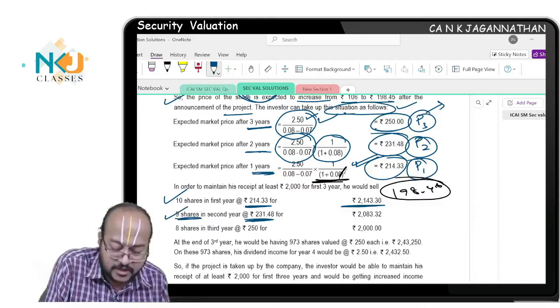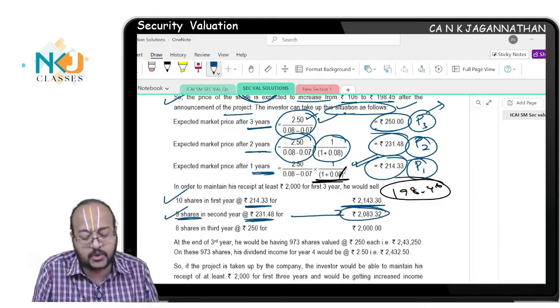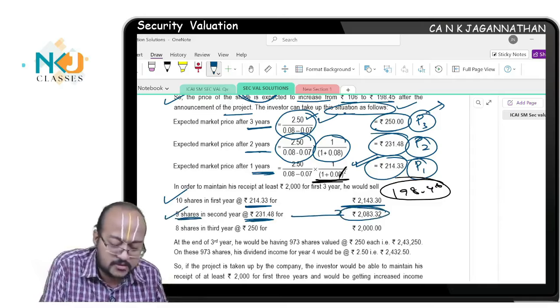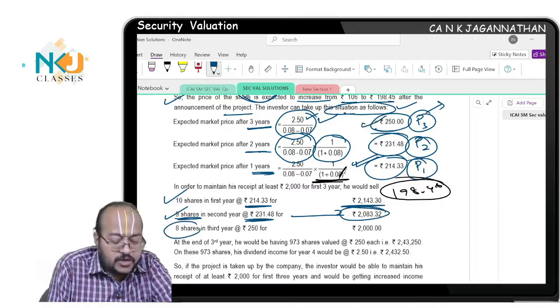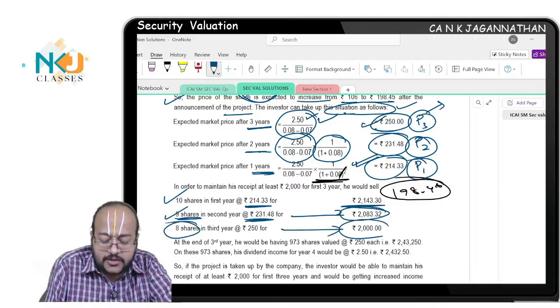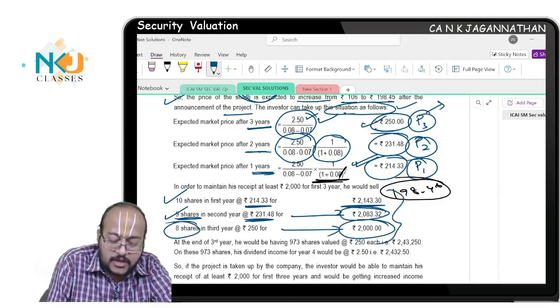9 shares in the second year you will sell. The value will be 2083.32. Okay, last 250 is the price at the end of third year. How many shares do I need to sell? I can sell exactly 8 shares to get the exact 2000 amount. Okay, these are all the amount receipts.